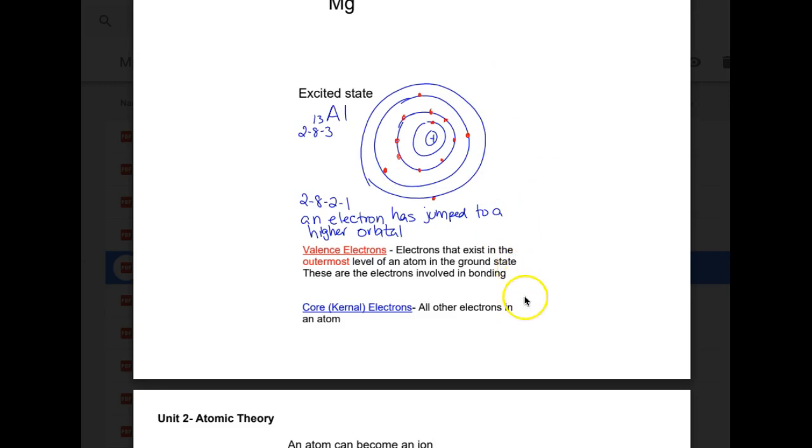And if you need to know the definitions for either valence electrons or the core electrons, which old school used to be called kernel electrons, those are right there for you.